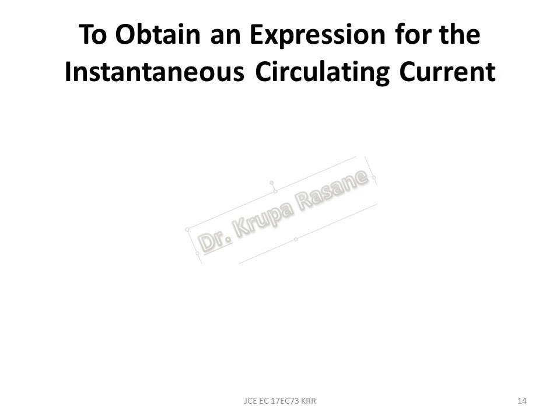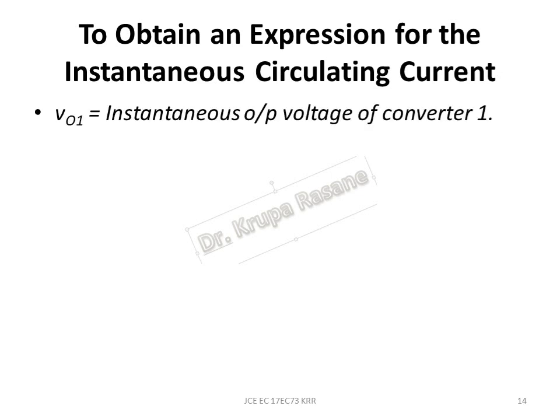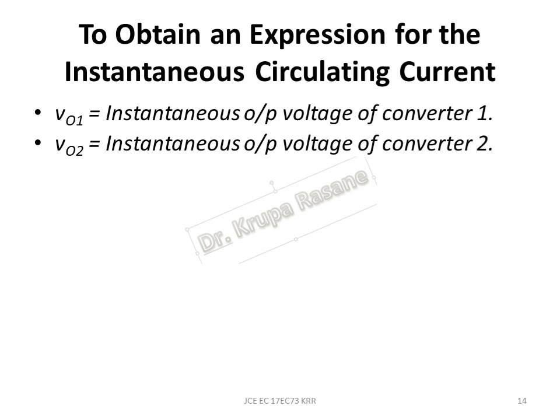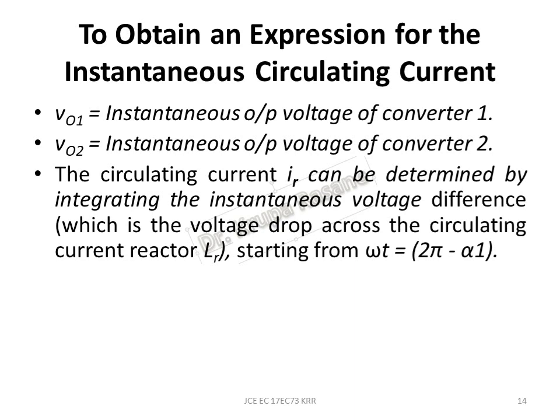Now, as I told you, though the DC voltages across the load of both the converters are the same, the instantaneous voltages are different, which results in an instantaneous circulating current because of the difference in the two voltages across the inductors that I showed you. So V01 is the instantaneous output voltage of converter 1, and V02 is the instantaneous output voltage of converter 2. The circulating current IR can be determined by integrating the instantaneous voltage differences, which is the voltage drop across the circulating current reactor LR.